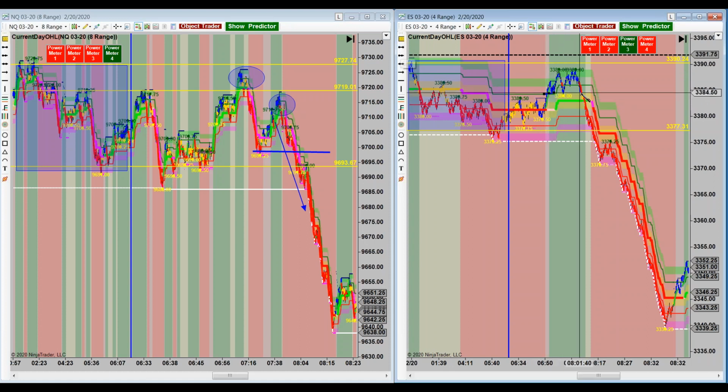Right here. That was broken at 802.30, almost 803. 809 is here, and it didn't break its low until 8:15. Where was ES at 8:15? Where was NASDAQ at 8:15? NASDAQ was all the way down here. All the way down here.